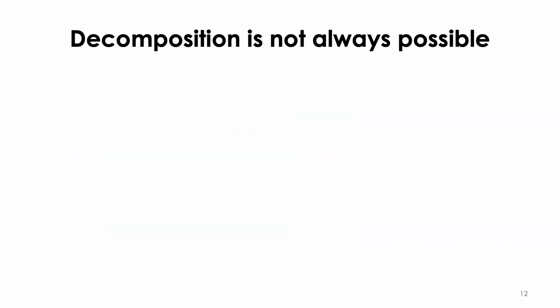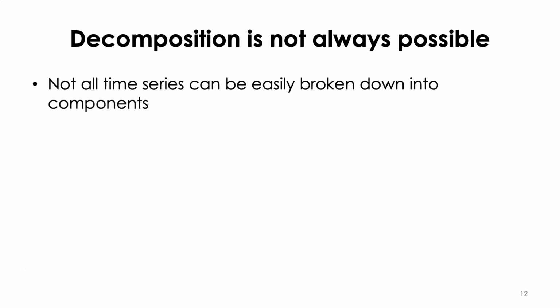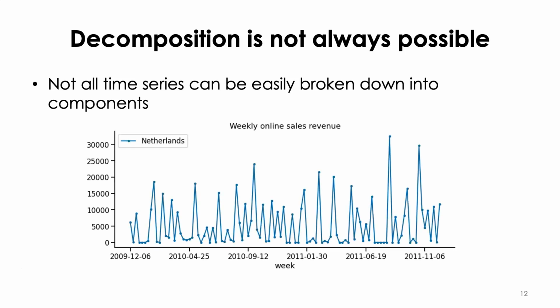We note that it is not always possible to use time series decomposition methods, and this is because not all time series can easily be broken down into components. Here is an example of weekly online sales revenue. As we can see, there is no strong seasonal or trend component in the data, and therefore time series decomposition methods would not give us appropriate results. It is important to plot the data and check this beforehand before you use time series decomposition methods.